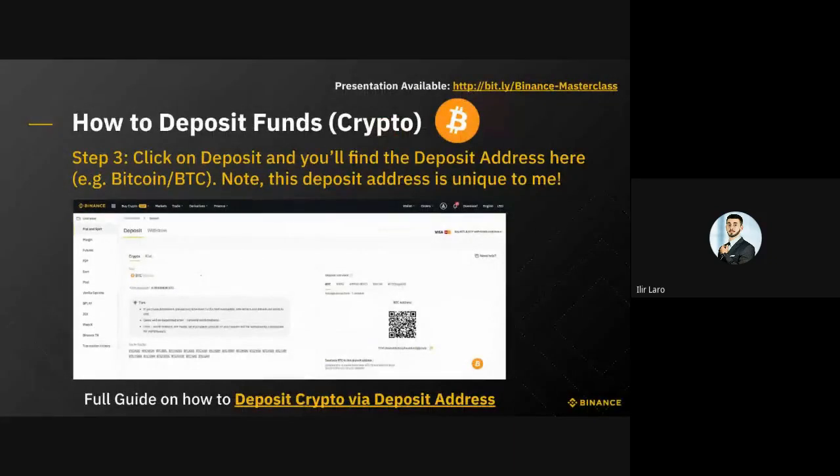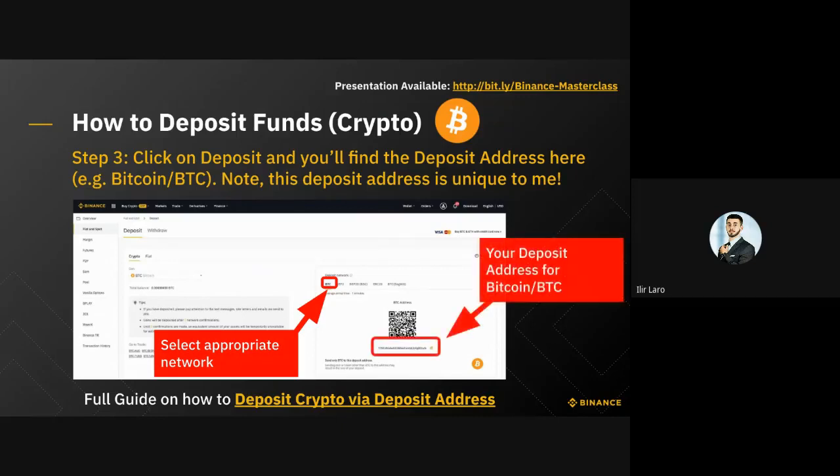And then you'll be directed to the crypto asset deposit page. You select your appropriate network. So for this case, we want to use Bitcoin to transfer the funds. And then once you click on the network, you are given a unique deposit address for Bitcoin. So as you can see here, this Bitcoin address starts with 1. As we mentioned previously, this is actually a Bitcoin address because it starts with 1.